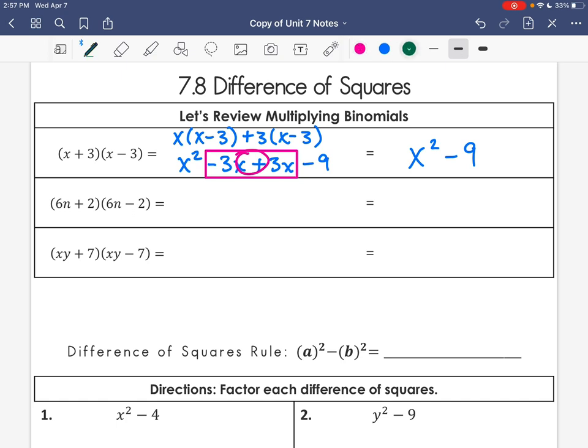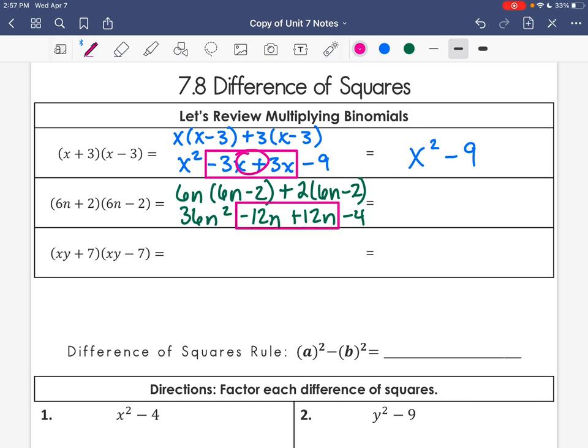Let's do this second one. We're going to have 6n times 6n minus 2, and then 2 times 6n minus 2. So you have 36n squared, and then minus 12n, and then plus 12n, and then minus 4. The same thing happens. In the middle, those are going to zero out and leave you with just the answer of 36n squared minus 4.